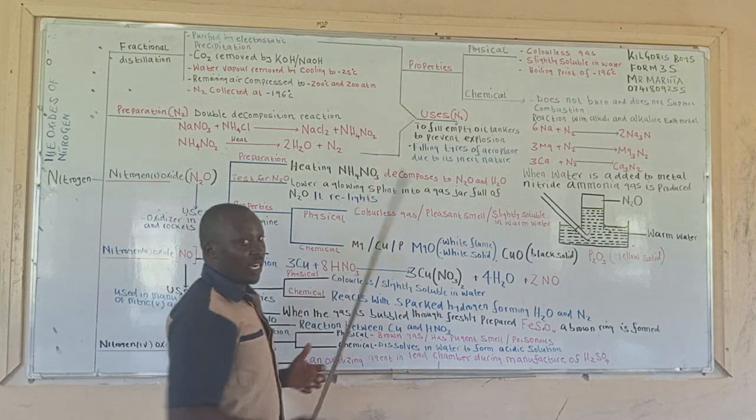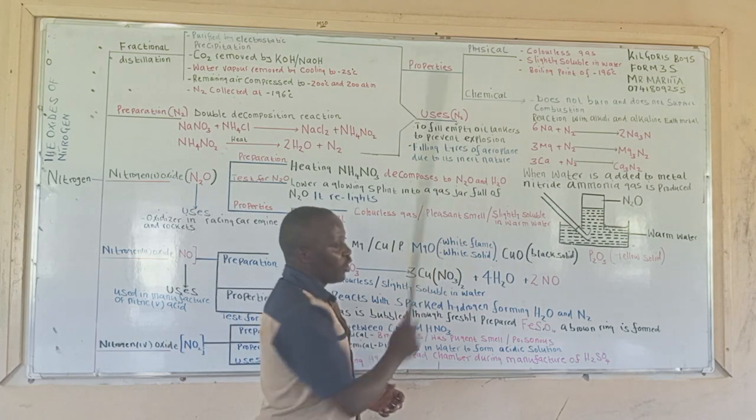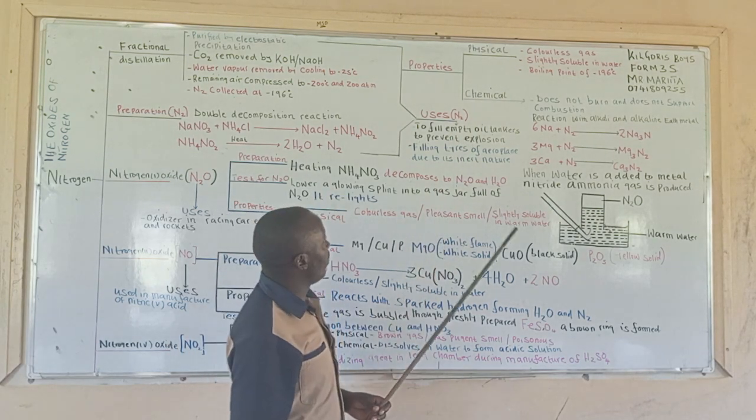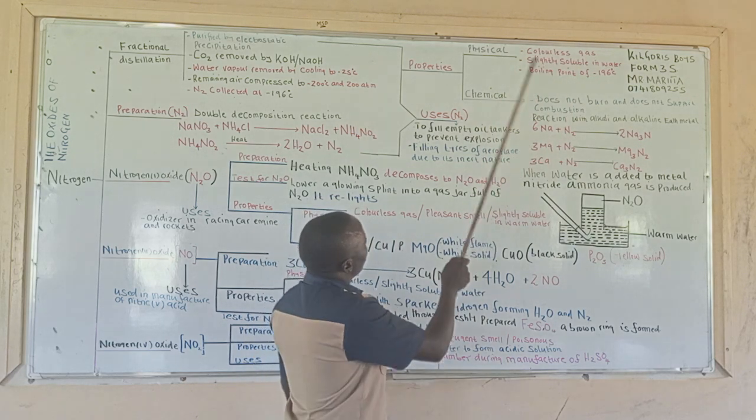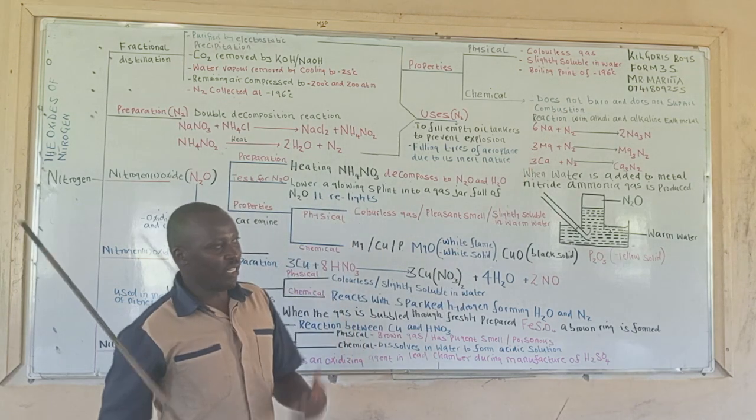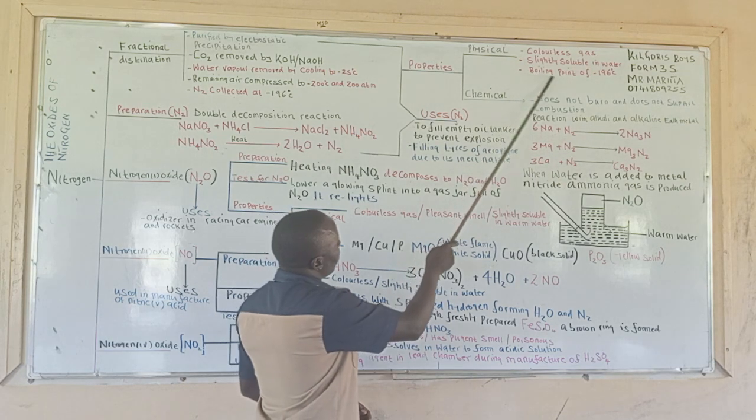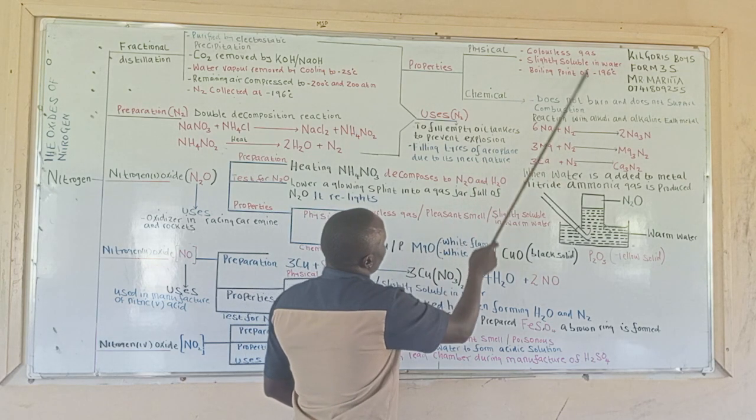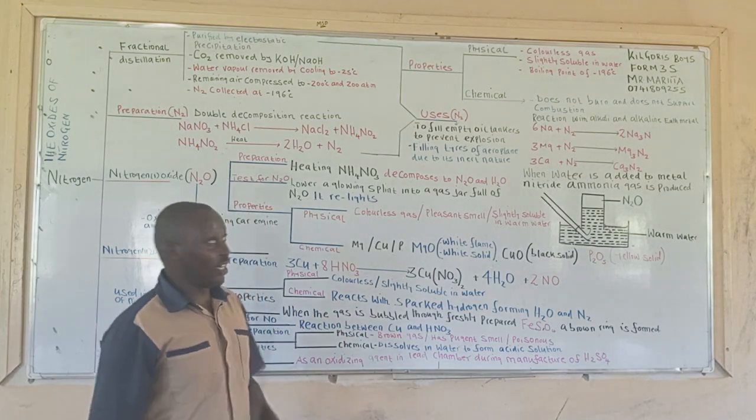And therefore, we have the properties of nitrogen. The properties are categorized into two: the physical properties and the chemical properties. In the physical properties, the gas is colorless. It is slightly soluble in water, and that is why normally the gas is collected over water. And it has a boiling point of negative 196. That is simply the physical properties of that gas.